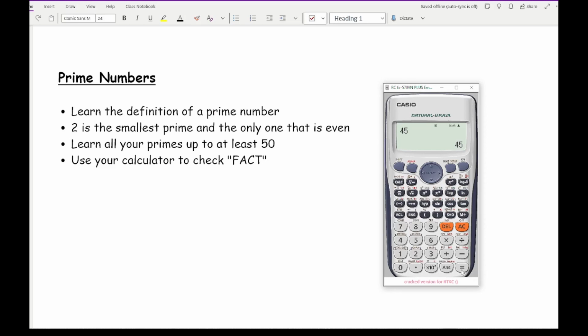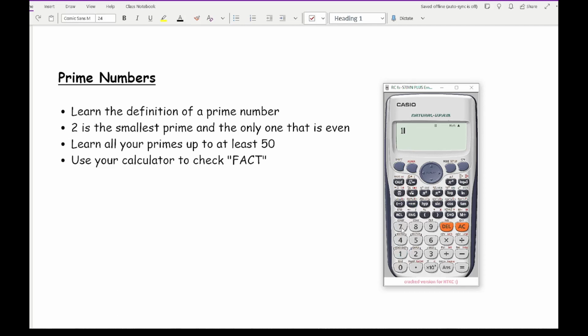Now you should know 45 isn't going to be a prime because it can be divided by 15, 9, 5 and also 3. So if I then press shift and that button there, if it gives me an answer that looks like this, which is a product of its primes, then it's not prime. However, if I entered a prime number like 23 and I press shift and that fact button, if it doesn't change, then that means that number is prime.